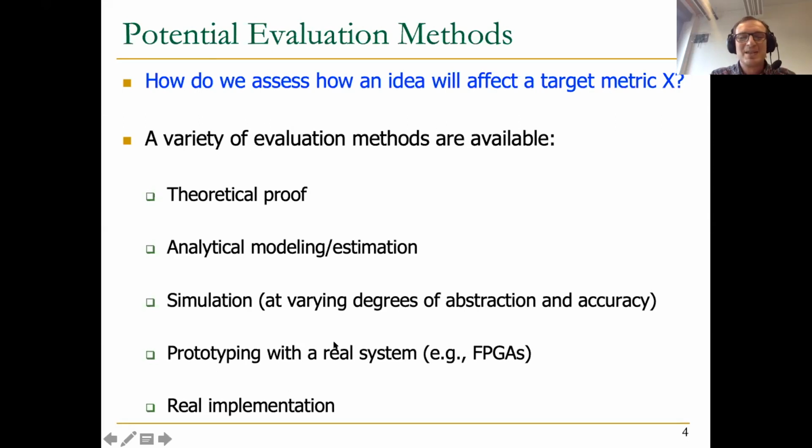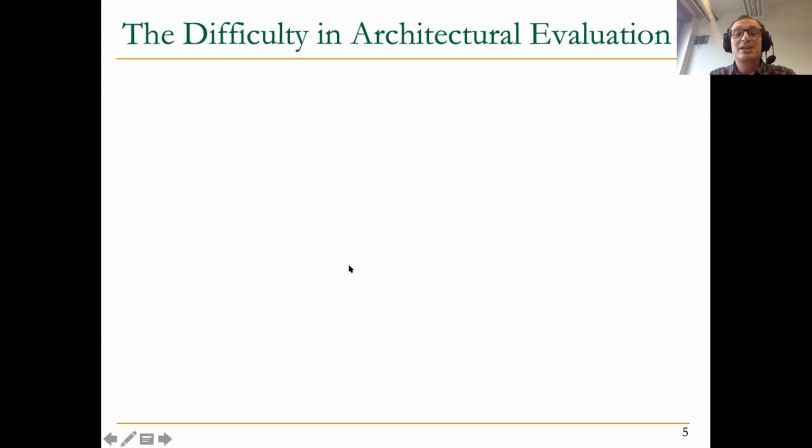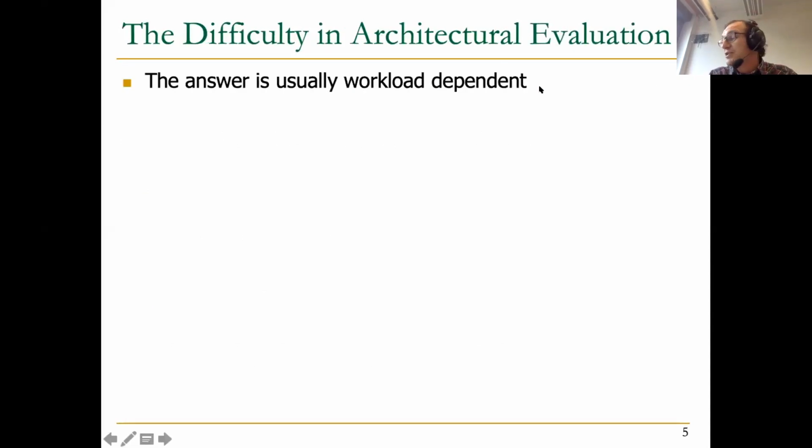Okay, so we're going to talk a lot about simulation here, but let me tell you a little bit more about the difficulty in architectural evaluation. Apart from everything I said, the answer is also usually workload dependent. For example, think caching. You cannot say caching is always useful, right? For random access workloads, caching is useless.